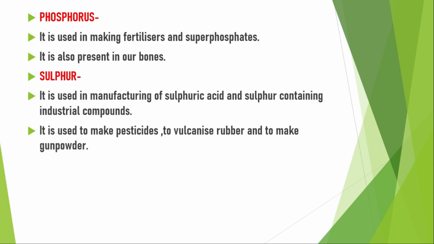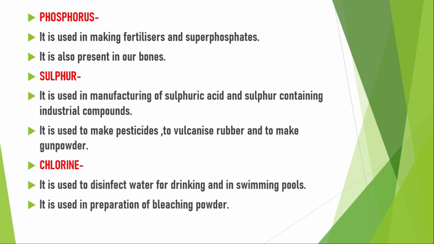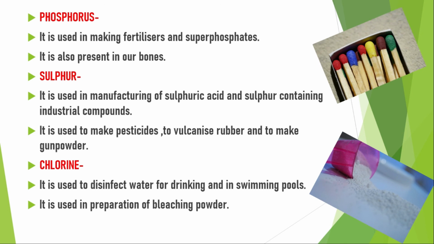When we talk about sulfur, one important use of sulfur is in the manufacturing of sulfuric acid and many other sulfur containing industrial compounds. It's also used in making pesticides to kill pests, to vulcanize rubber, and to make gunpowder. Talking about chlorine, it is a non-metal used for disinfecting water for drinking and also in swimming pools. Also, chlorine is used in the preparation of bleaching powder. So you can see the bleaching powder here. You can see some matchsticks having phosphorus, sulfur, etc.